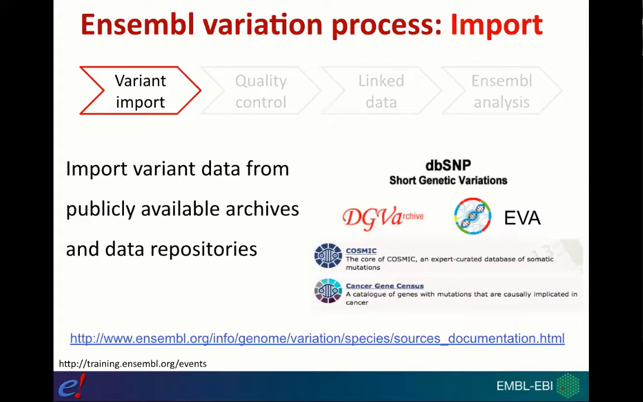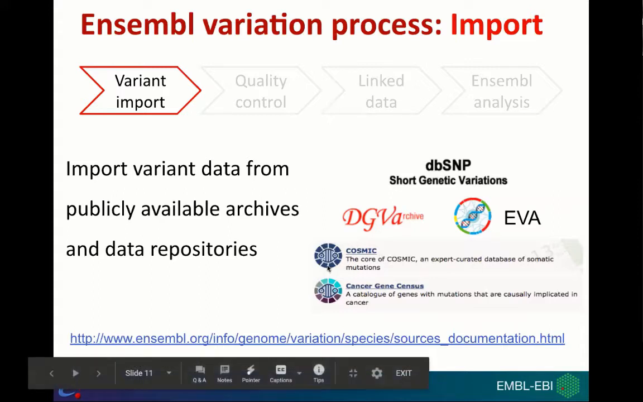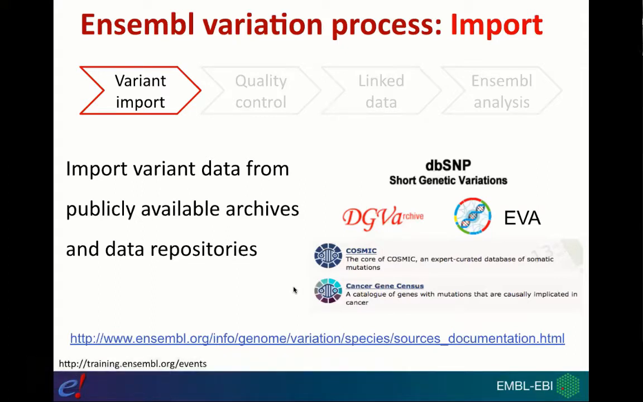So we're thinking about the difference between germline and somatic variants. Databases such as dbSNP and EVA have information about germline variants, but we also do store information and data about somatic variants from databases such as COSMIC.